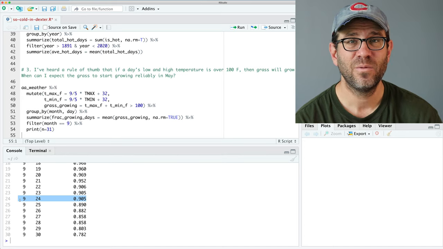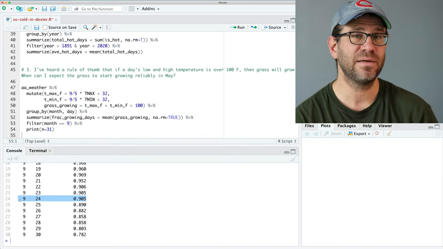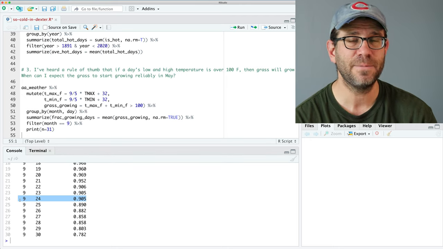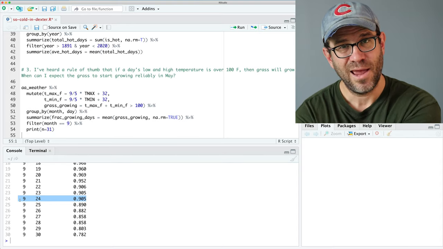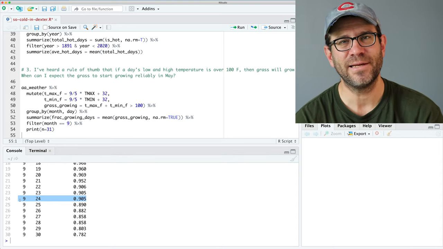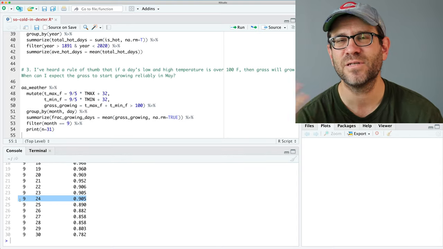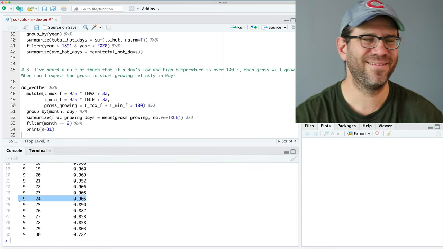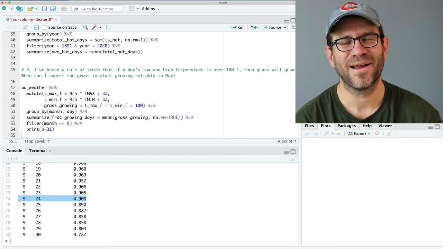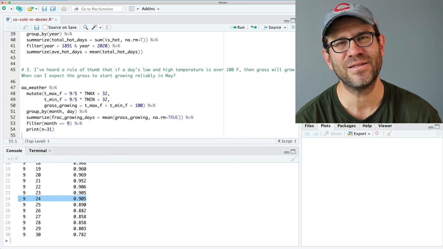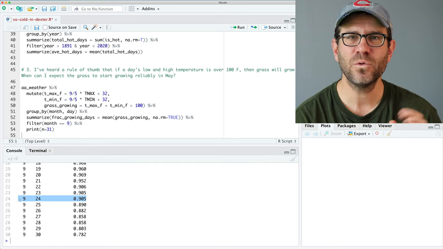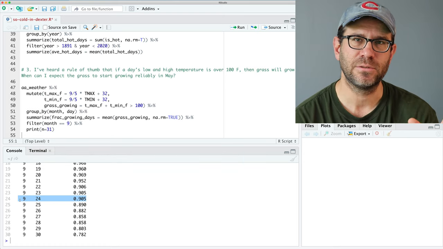And so perhaps we could evaluate this heuristic to see if that T min plus T max being over 100 degrees Fahrenheit matches with agronomy data or soil temperature data, and to look at the different types of grasses that grow at different temperatures. But again, that's a lot of work. And so hopefully you've seen here in this Code Club what we can do with a few lines of code and a question.